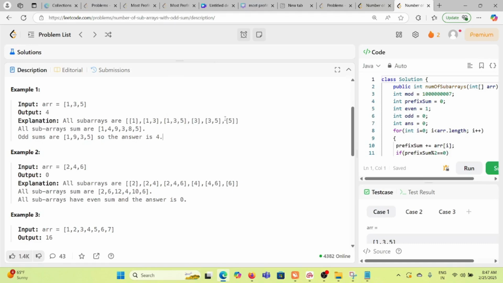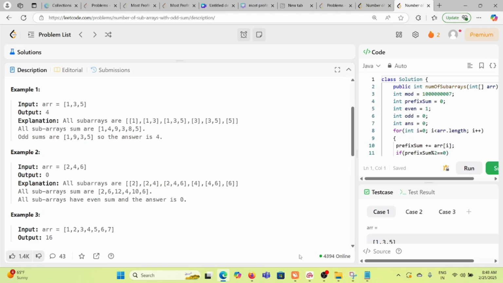So we can see here there are a total of 4 such subarrays. This guy would be included. This also would be included. This also would be included, and this guy, 5. So we have to find those subarrays, how many subarrays there are which, if we sum them up, will make an odd number. So this is what we have to do.